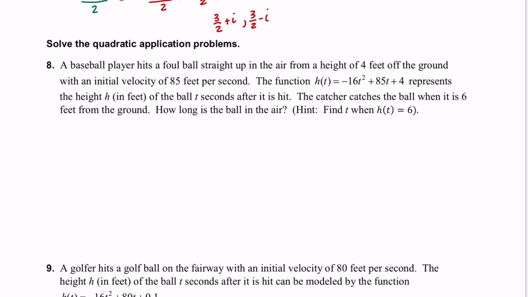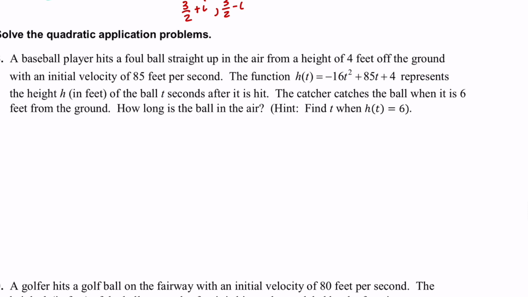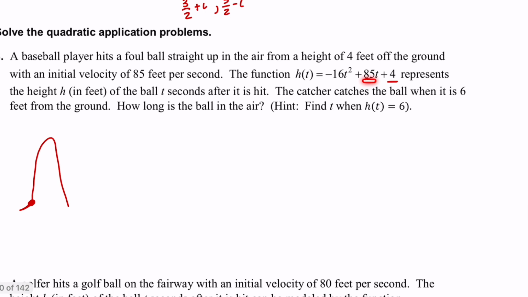Number 8, a baseball player hits a foul ball straight up in the air. So let's just draw a little picture. from a height of 4 feet off the ground. So when it hits the bat, the ball is 4 feet off the ground. This is going to be represented by this +4 here. This 85 feet is the velocity. It comes right here, and this -16 is the effect of gravity on the ball.